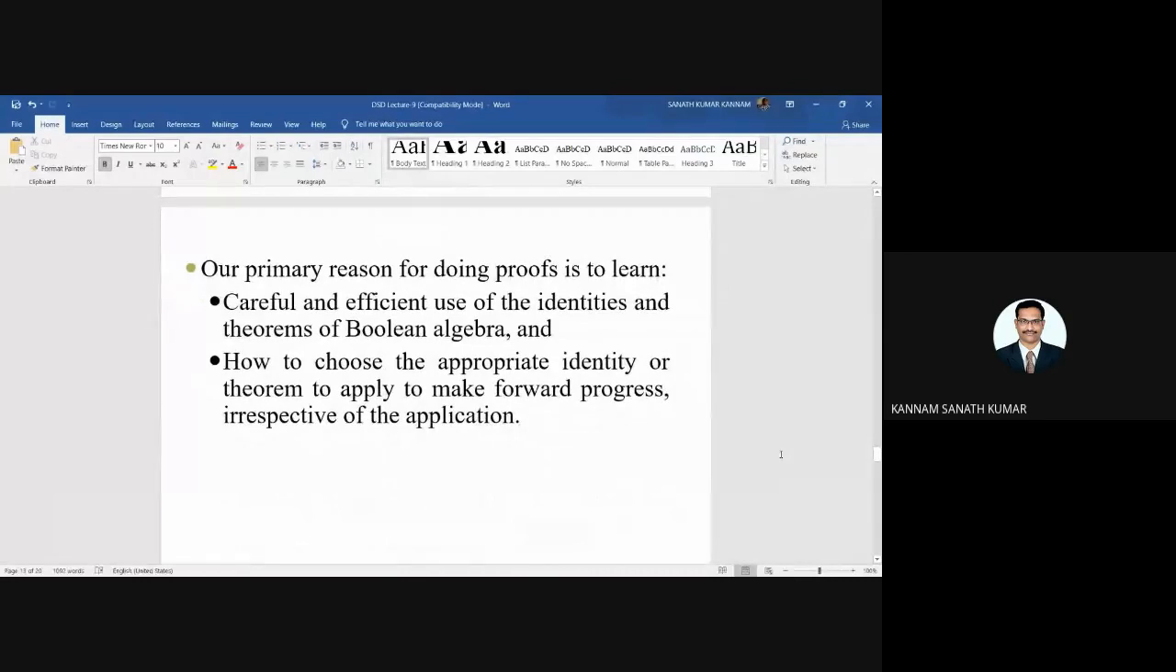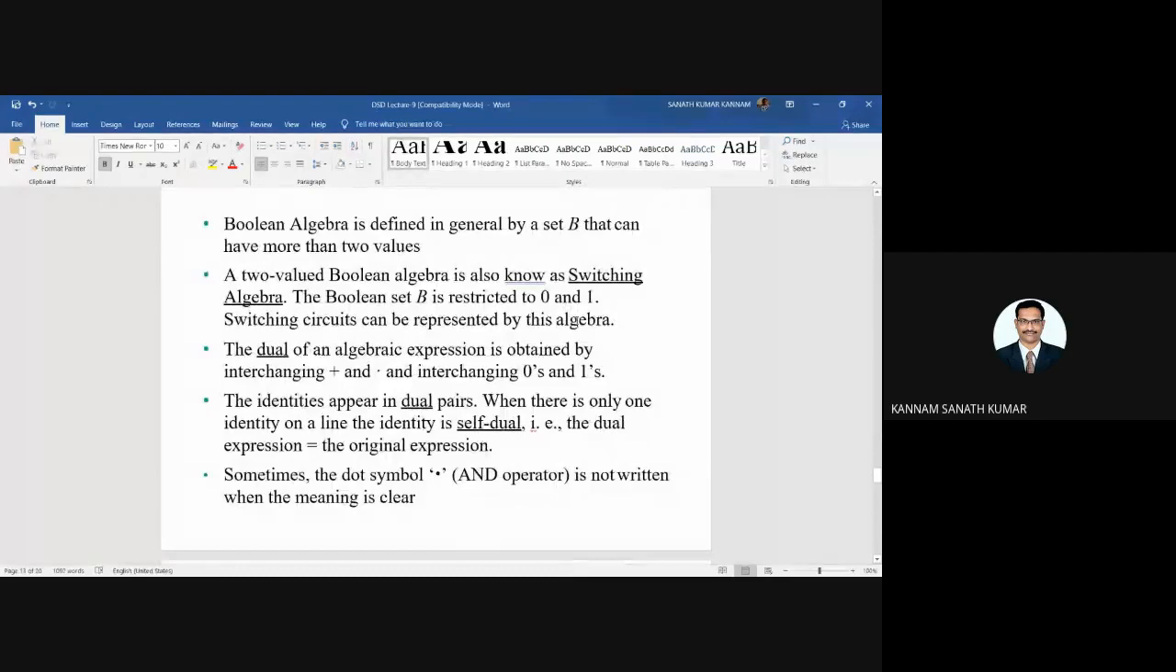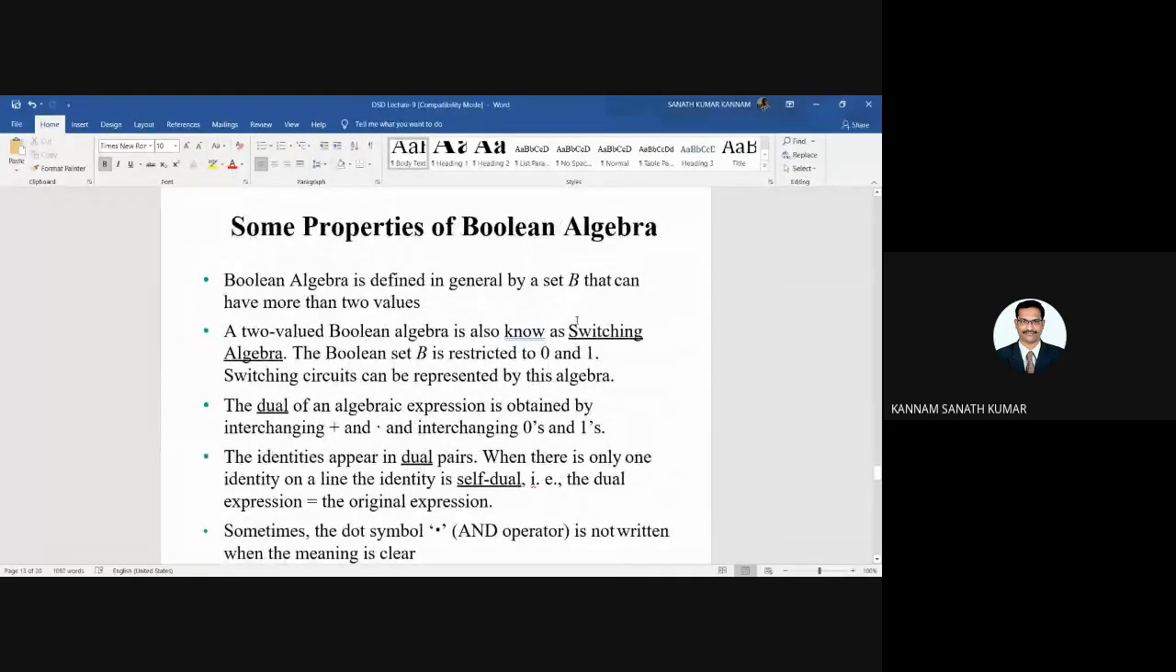So why are we proving these Boolean laws? In order to understand all these rules and theorems of Boolean algebra carefully, and the efficient use of identities and theorems, which we have to use in the proof itself. These are some properties. Boolean algebra is defined in general by B, which has two values.